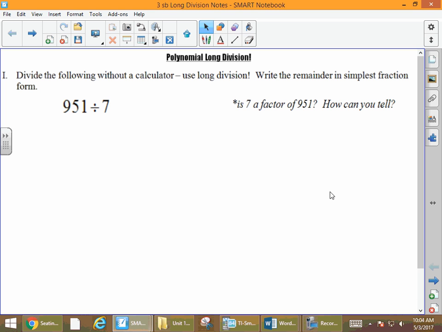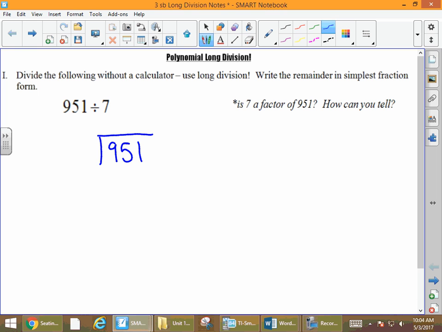So first of all, we need to be able to set up this problem. What we're going to do is we're going to take 951 and we're going to divide by 7. When we do long division without a calculator, which you might not have done since 5th grade, we ask ourselves, how many times does 7 go into 9? Well, 7 goes into 9 one time. So we're going to put a 1 above the 9. And then we take 1 times 7, and that's 7. And we subtract that value. 9 minus 7 is 2.